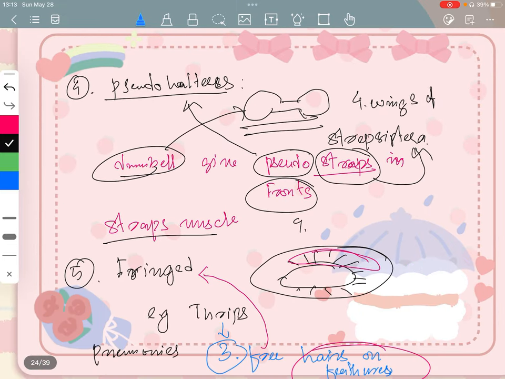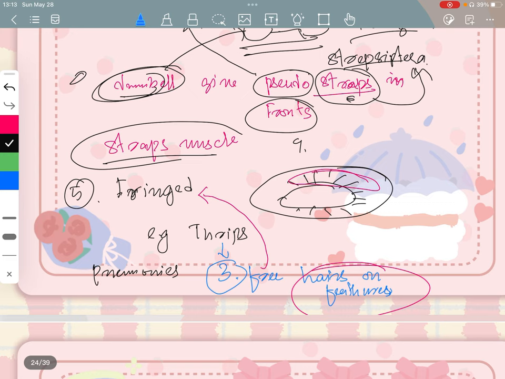Pseudo-halteres, we have dumbbell type, and it gives pseudo-halteres in front. That's the mnemonic. Four wings of Strepsiptera, dumbbell for dumbbell shape, pseudo for pseudo-halteres, strap for Strepsiptera, and front for front wings. So we know strap muscles. If you pick the dumbbell, you get strap muscles.